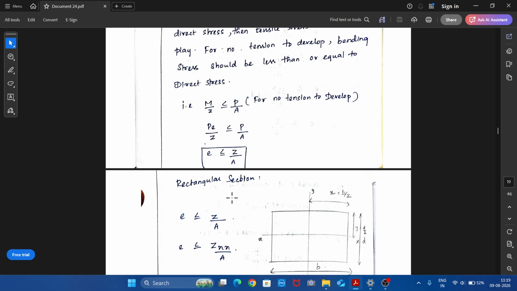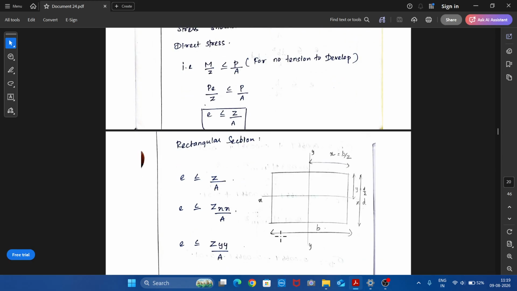Let us take a rectangular section as the first section. We have a rectangle of width b, depth d. This is the x-axis and this is the y-axis. When we speak about eccentricity with respect to both axes, we will require the extreme fiber distance also. The extreme fiber distance from the y axis, let us name it x, and the extreme fiber distance from the x axis we will name y. We know that x is equal to b by 2, and y is equal to d by 2. Then the eccentricity should be less than or equal to Zxx divided by A, as well as less than or equal to Zyy divided by A.